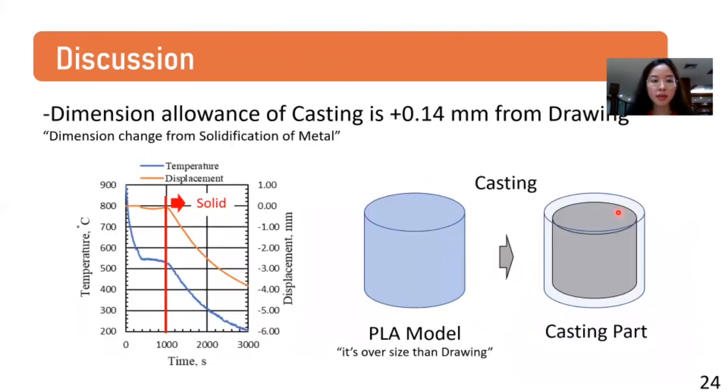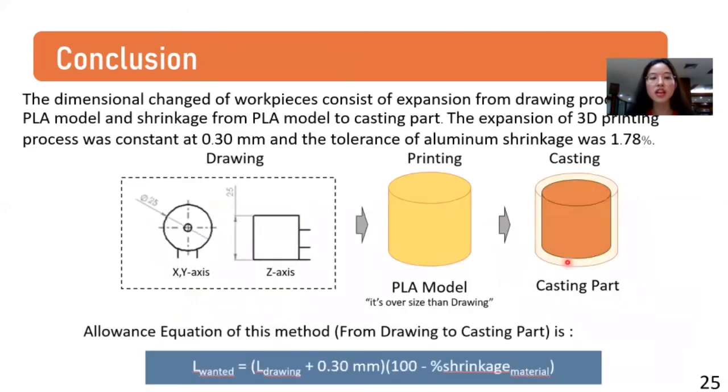In the casting part, the allowed dimension increased by 0.14 millimeters from the drawing, because the workpiece had shrunk from the solidification of the metal. In summary, the dimension change of the workpiece consists of the expansion from the drawing to the PLA model, and the shrinkage from the PLA model to the casting part.